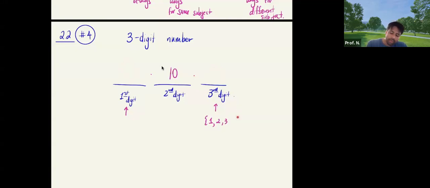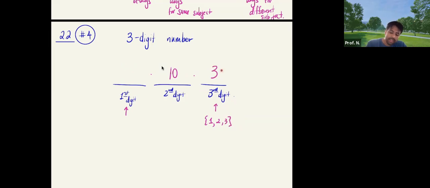But the moment we go to 4, it doesn't work. What's 3 times 4? 12. We can't have a digit that's 2 digits. You can't have 2 digits squeezing into a place where you could only fit 1 digit. So there's only 3 possibilities for the third digit.